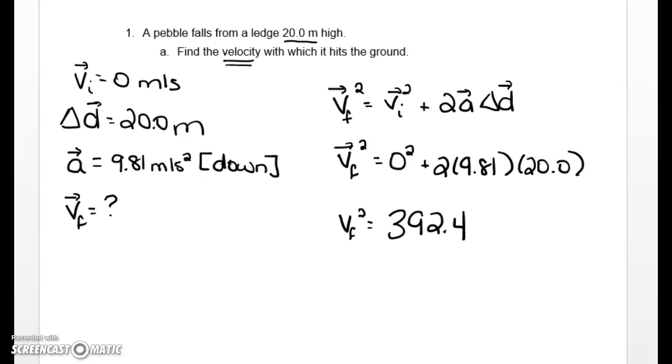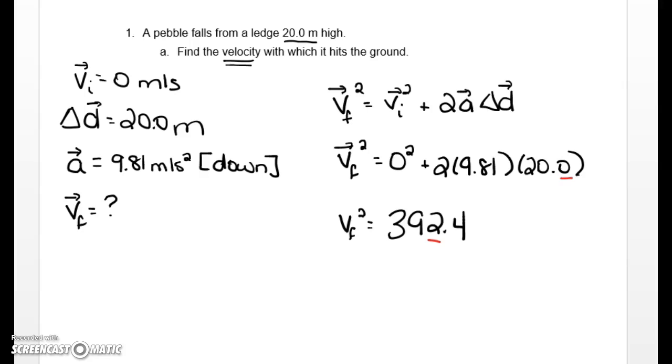And then just to make sure I'm keeping track of sig figs along the way, I don't consider this 2. This is just a given value. 9.81 is a given value as well. So I'm only going to consider this displacement, which has 3 sig figs. So because here we were just multiplying, our answer here will use the multiplication rules. So we have 3 sig figs there.